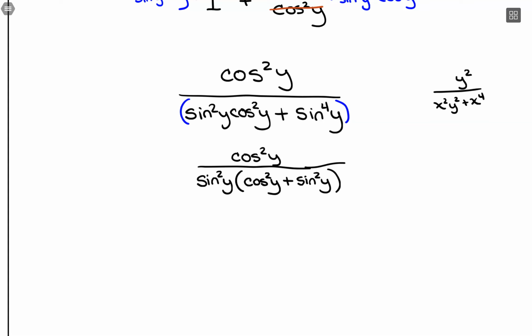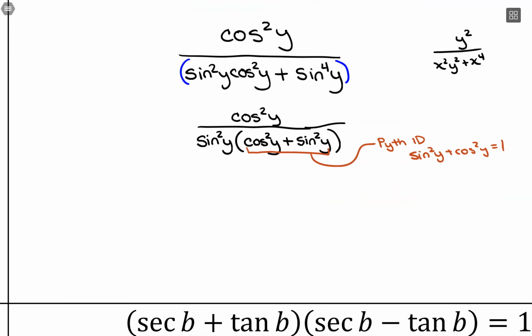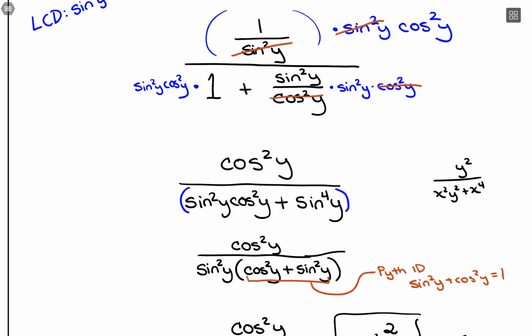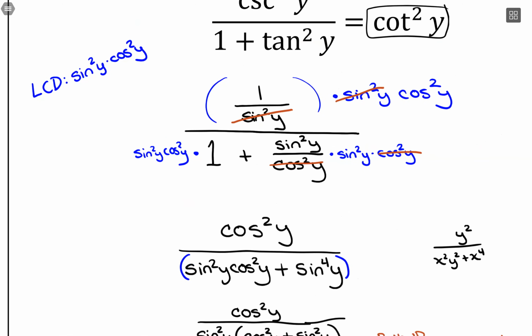So there's my denominator. Now, cosine squared plus sine squared is making me think about the Pythagorean identity. We know that sine squared plus cosine squared is equal to 1, and cosine squared plus sine squared is the same thing. So all of that is just going to turn into a 1. So really all we have is cosine squared over sine squared, which cosine over sine is cotangent. So we end up with cotangent squared. And that's it. We ended up where we wanted to be.